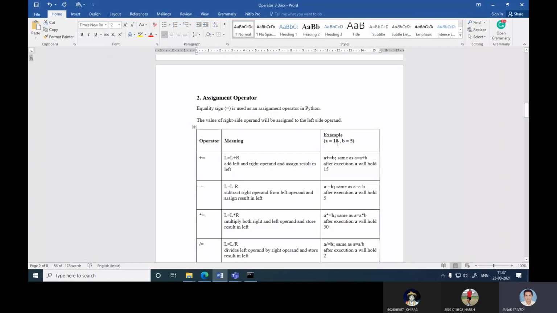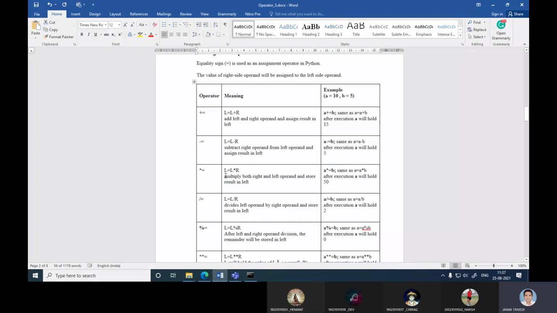So this is the example. A is equal to 10, B is equal to 5. A plus equal to B is the same as A equal to A plus B. That means after execution, A will hold 15. Then minus equal to, meaning L equals L minus R. Subtract the right operand from the left operand and assign the result to left. A minus equal B, after execution A will hold 5.